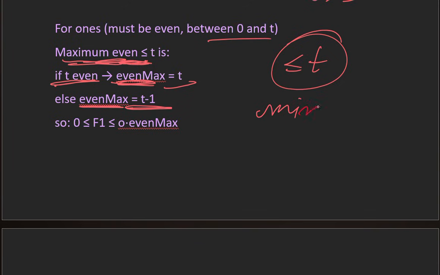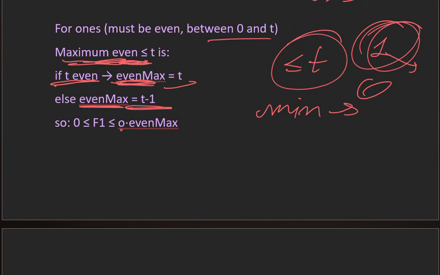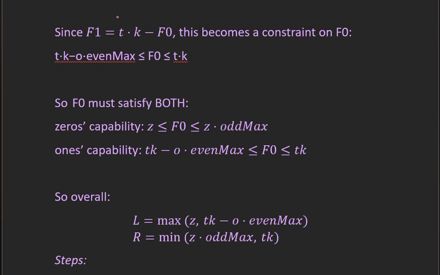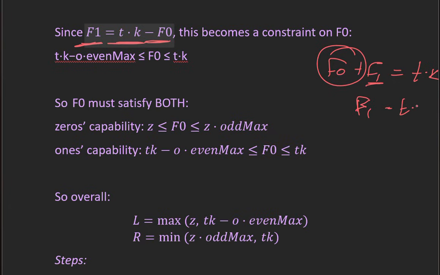And what is the minimum flip that we have to give to a 1 to make it 1 again? If you don't want to flip it, it's still 1. So the minimum is 0 and the maximum is the number of ones into the even maximum value that we get, right? Since, as we already discussed, the number of flips of 0 plus the number of flips of 1 is equal to t into k, from here we get f1 equal to t into k minus f naught. We get this equation, so this becomes a constraint on f naught.